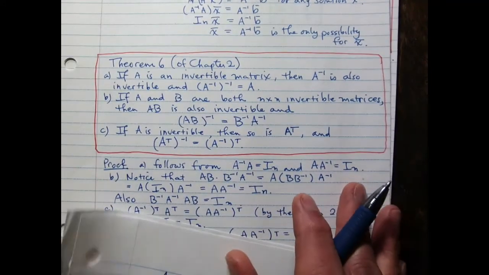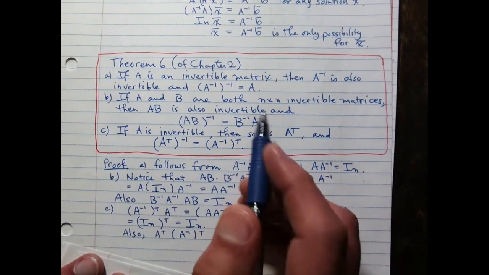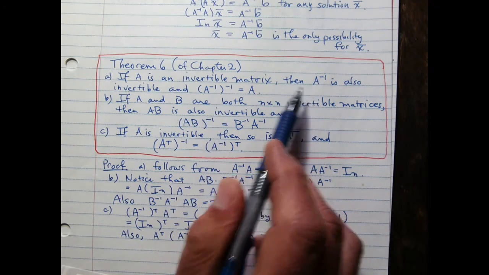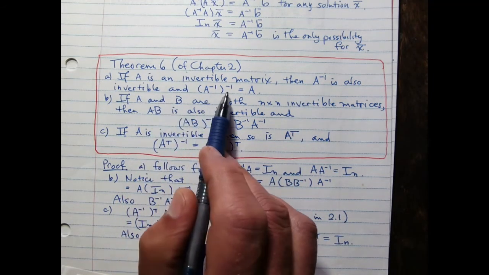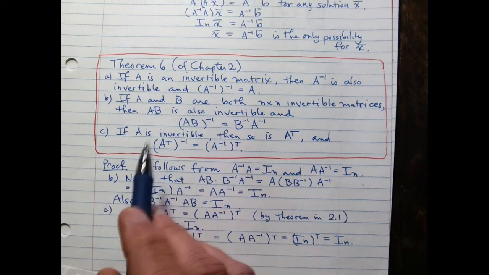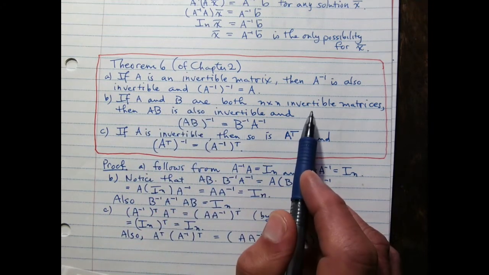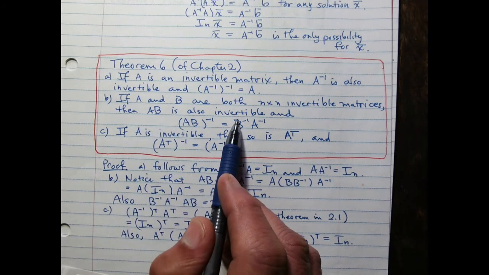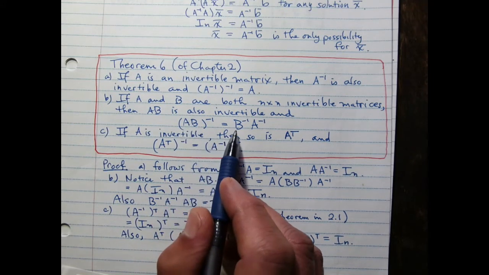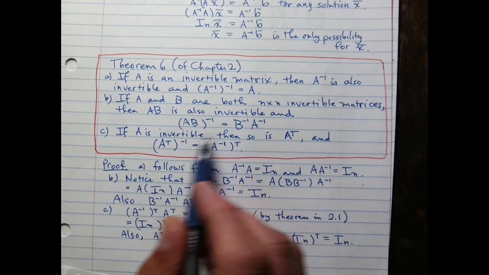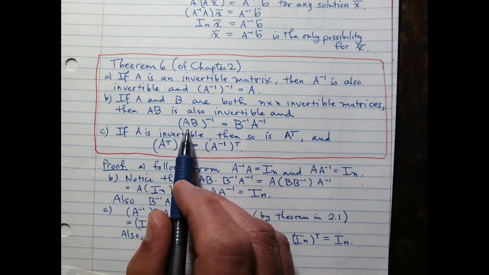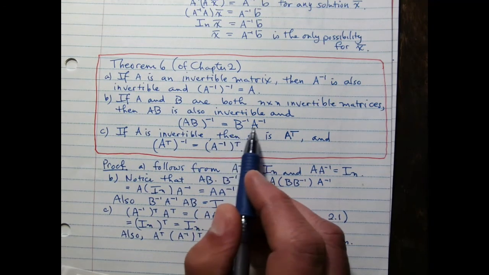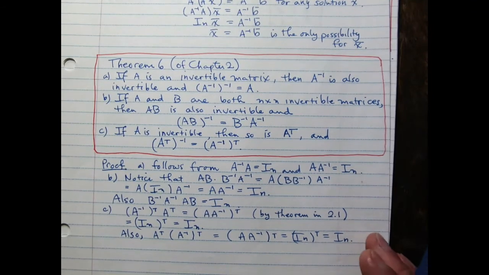Theorem 6 of chapter 2 are basically some properties of inverses. If A is an invertible matrix, then A inverse is also invertible, and the inverse of the inverse is A. That should kind of seem reasonable. If A and B are both invertible matrices, then A times B is also invertible, and (AB) inverse is equal to B inverse times A inverse. So we're kind of saying the inverse of the product is the product of the inverses, but what's surprising here is that we have to reverse the order, and we're going to talk about that for a couple minutes when we look at the proof.